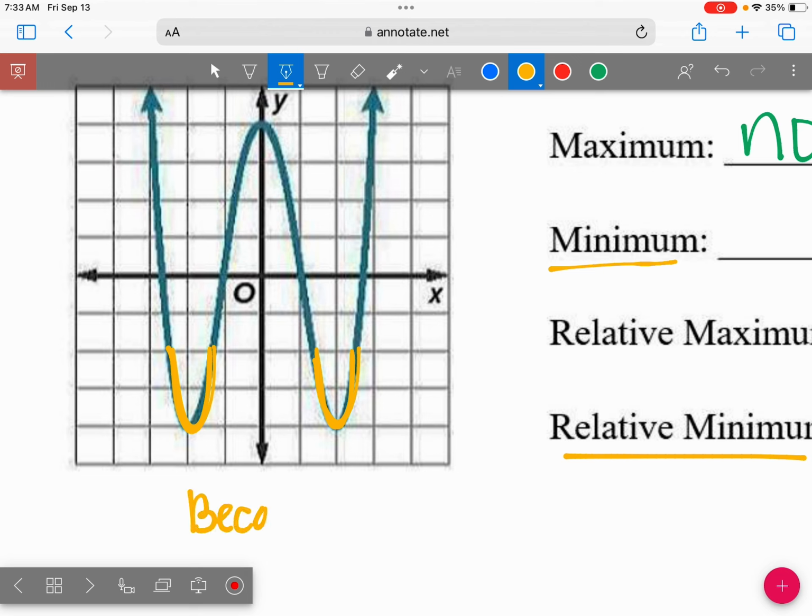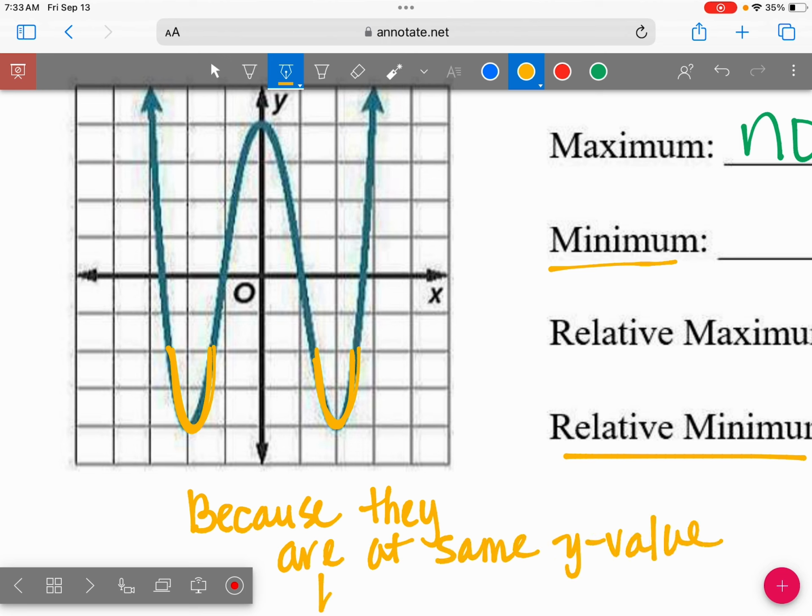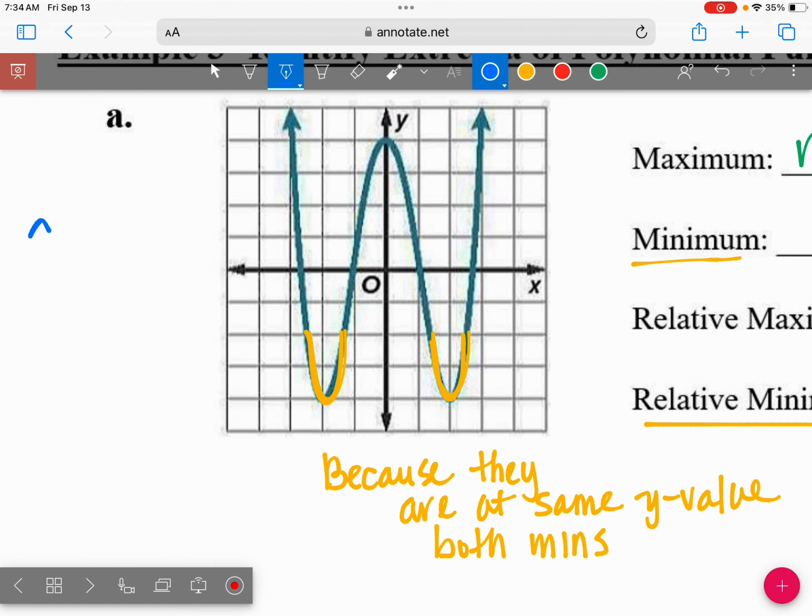So because they are at the same Y value, then they're both mins. Now, I was trying to find one where one was lower. Does everyone see the difference? If it looked like this, where one was lower, then we would only have one minimum and two relative mins. But because these look like they're at the same place, we're going to list them both.